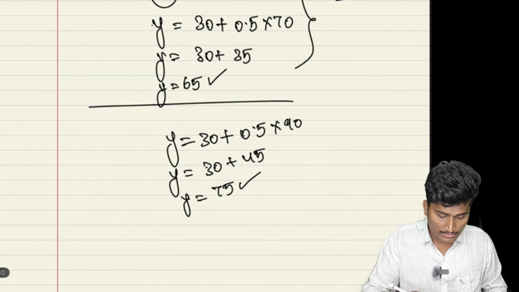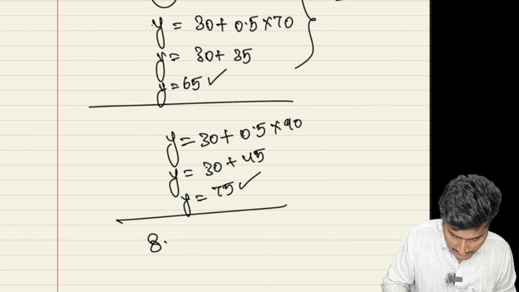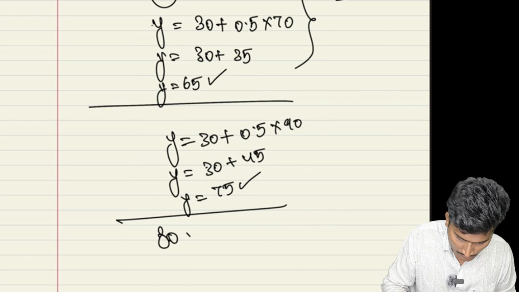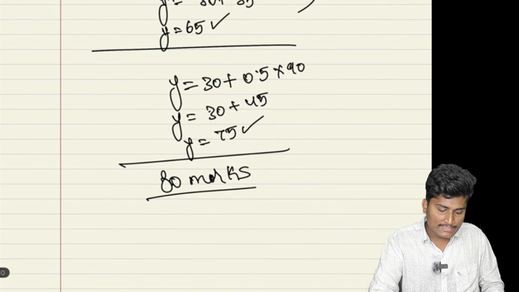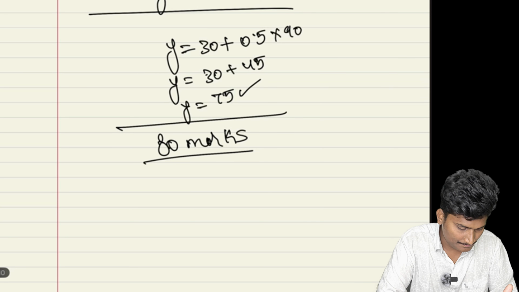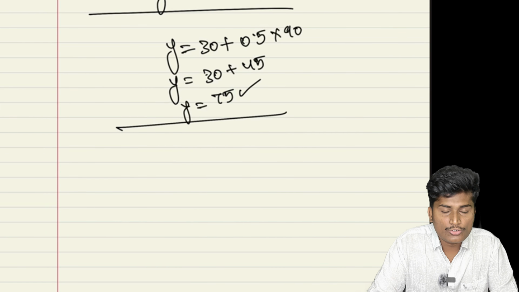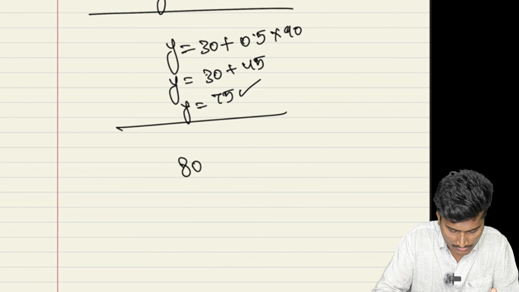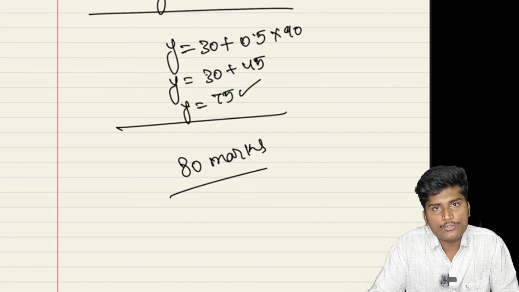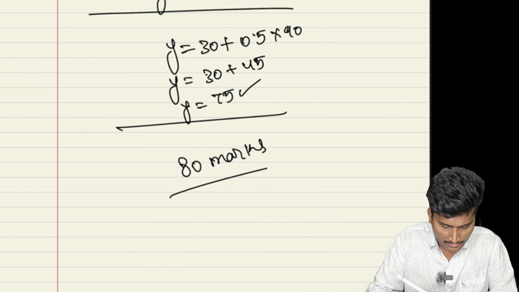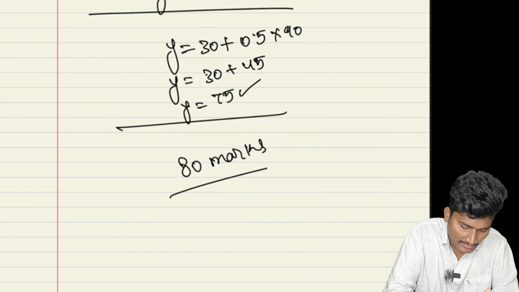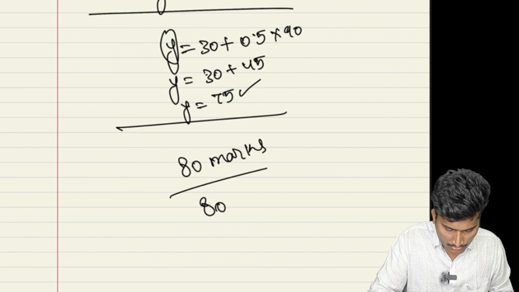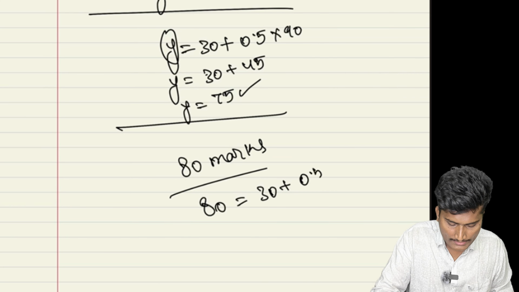So what if you want to get 80 marks in the exam? Say for example, you kept a target of 80 marks. You want 80 marks in that subject. Now you want to find out how many hours you want to study. Now what will you do? You will substitute 80 in the place of y. Then the equation will be 80 is equal to 30 plus 0.5x.